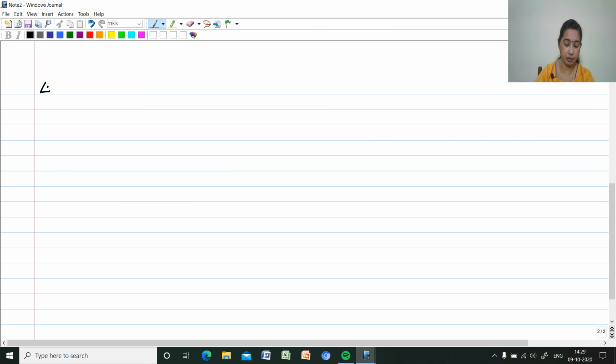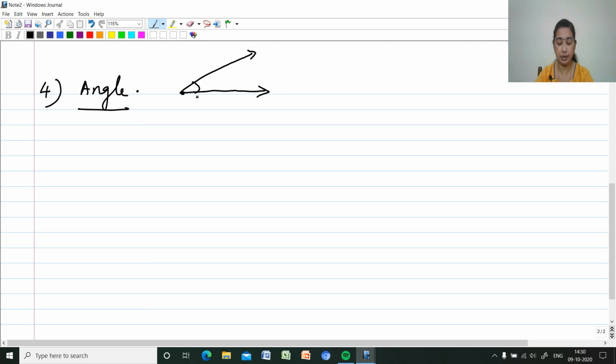Now next what you have to learn is what is an angle. What do you mean by an angle? An angle is formed when two rays originate from the same endpoint. Suppose this is the endpoint, so here this is an angle. It is formed when two different rays originate from the same endpoint. It makes an angle.